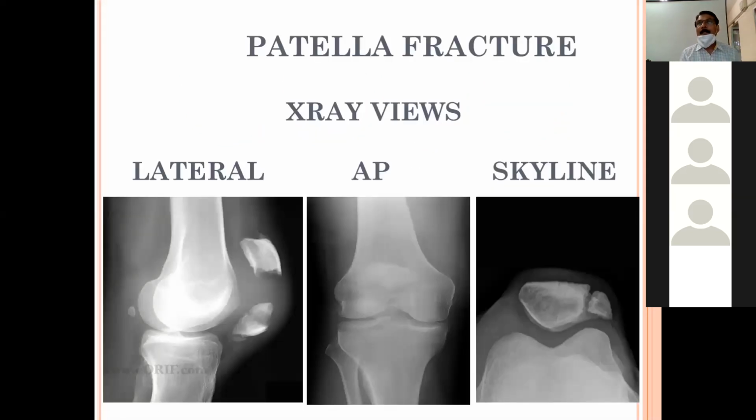So these are some examples of the X-ray. It shows the two fragments lying there. So this is a transverse fracture with a white gap, and this is happening probably because of indirect trauma. Now this is a marginal fracture, and this is a skyline view. This is a marginal fracture, but an osteochondral fracture will be somewhere here in this area. This is called osteochondral. This is a longitudinal fracture.